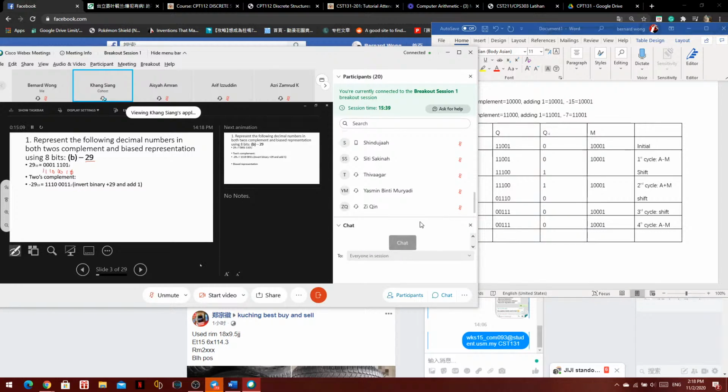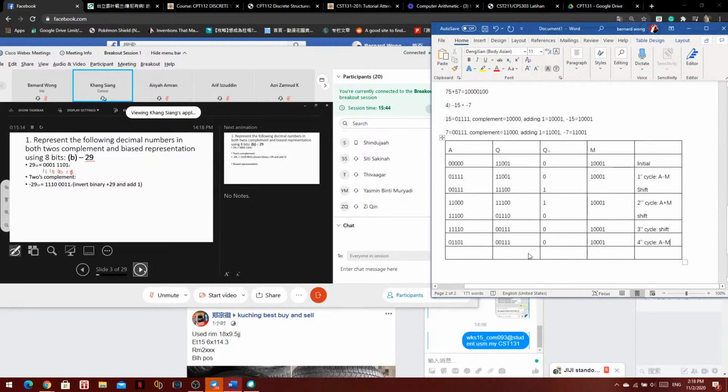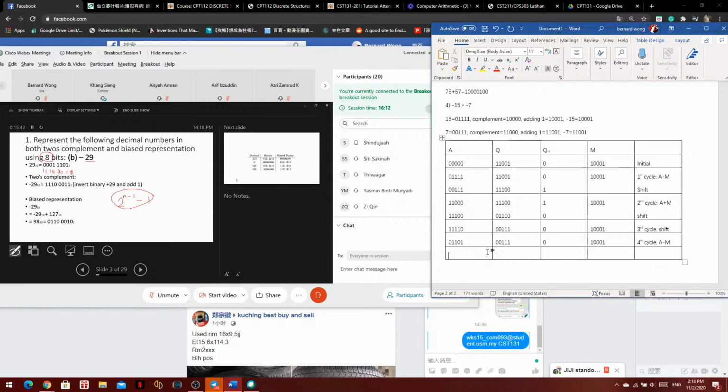And then the bias representation is the same thing. Again, it's 8-bit, so you use the formula 2 to the power of n minus 1, minus 1. This is called the bias. So the bias will be negative 29 plus 127. Of course, if you do the calculation, for 8-bit it is 127. And then convert it. So don't get confused with this.